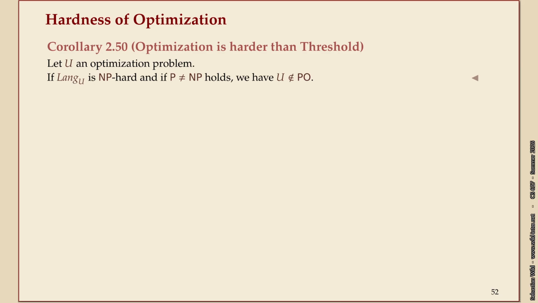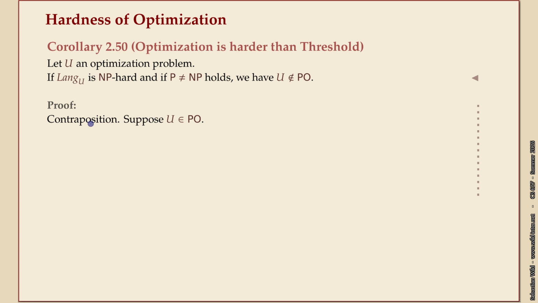And it's not hard to prove that if the threshold language is NP-hard and we assume, as usual, P does not equal NP, then the optimization problem cannot be efficiently solvable. Okay? Intuitive statement, I guess. But let's briefly spell out the proof.